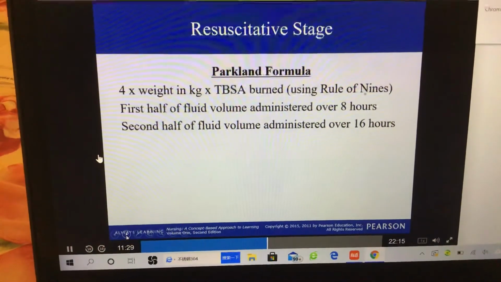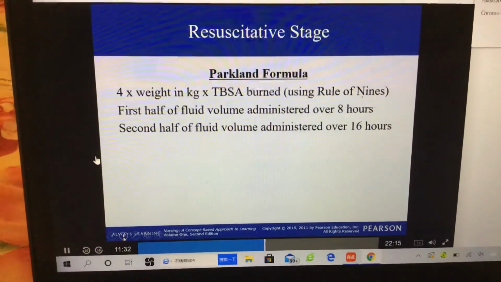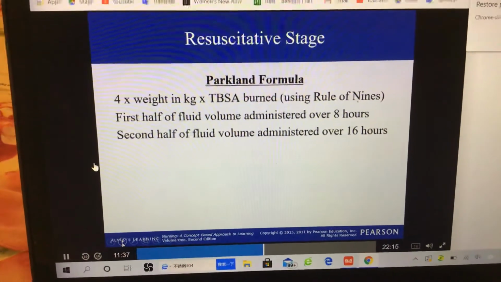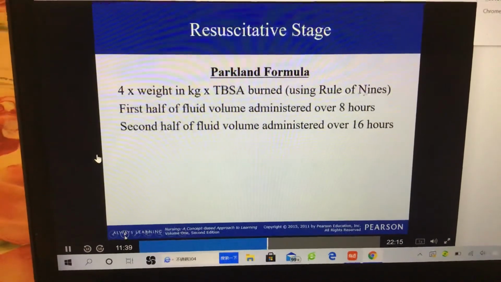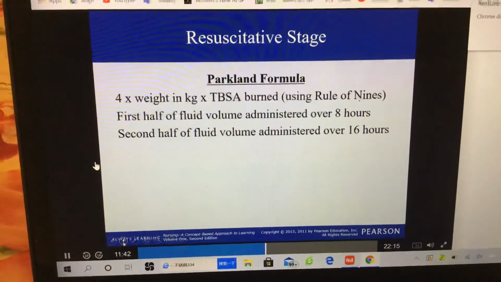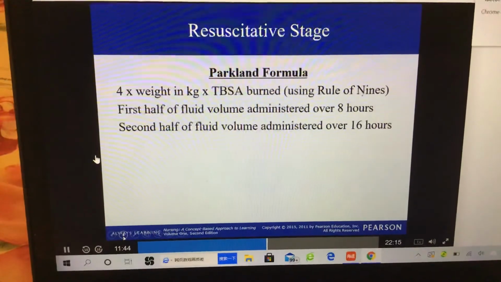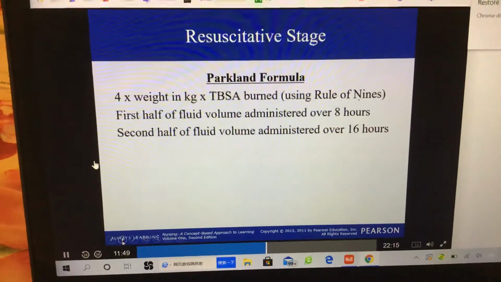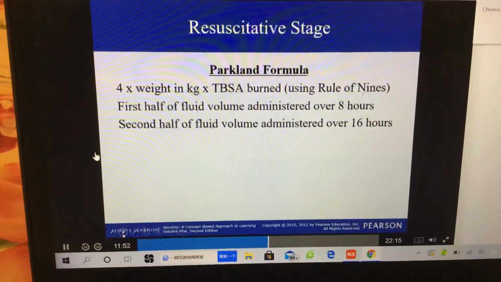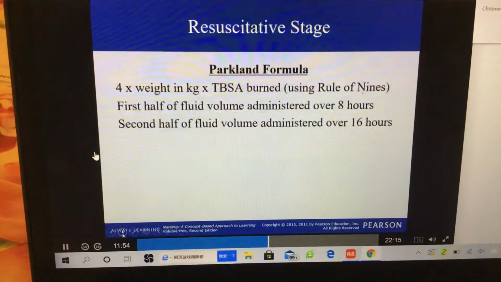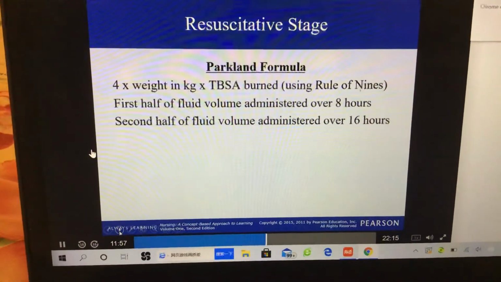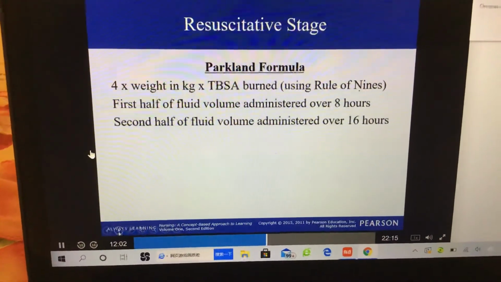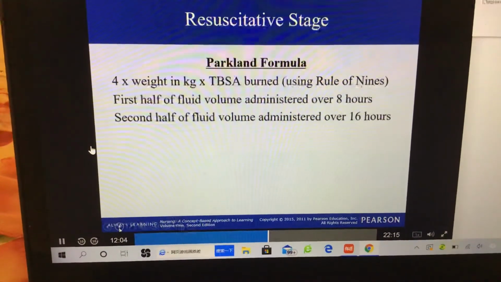The first phase of the burn is called the resuscitative stage. Burns that involve greater than 20% total body surface area are likely going to require fluid resuscitation to counteract the intravascular fluid losses resulting from increased capillary permeability. Patients should receive fluid as soon as possible to avoid the development of hypovolemic shock.